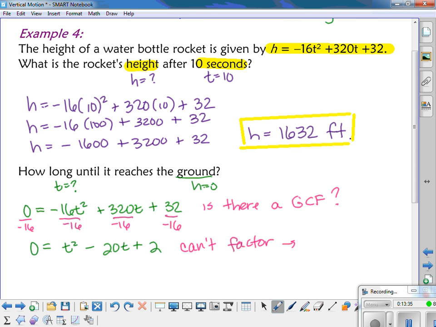Which one do you guys feel like, quadratic formula or completing the square? How many want to complete the square? How many want quadratic formula? How many of you are asleep? Okay, well, I think we had 1 vote for completing the square and like 3 votes for the quadratic formula, so I guess we'll use the quadratic formula.